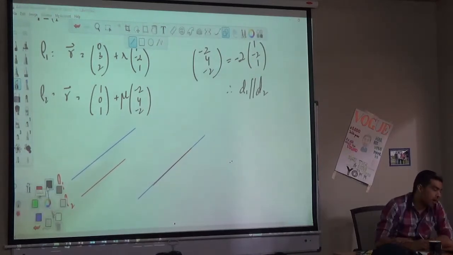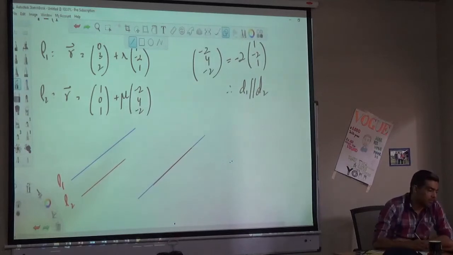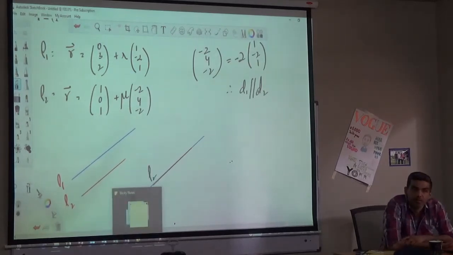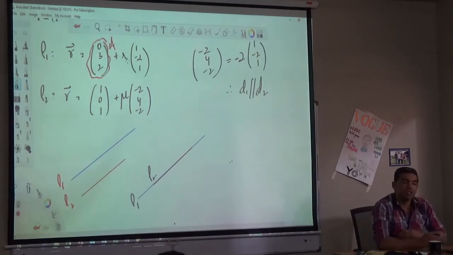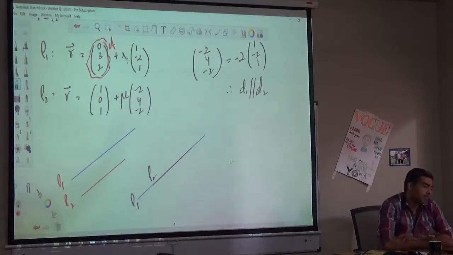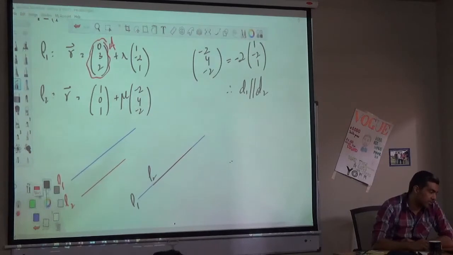Now, how do you tell the difference, whether this is happening or this case is happening, when this is your line L1 and this is your line L2? Now see, it's very simple to tell. This point right here is your fixed point on the line L1, right? Let's say this is this point, right here.